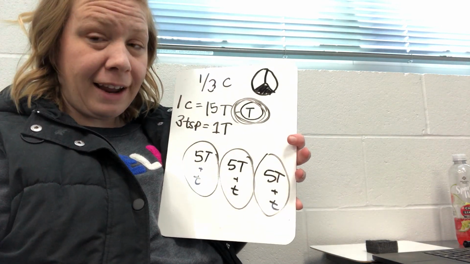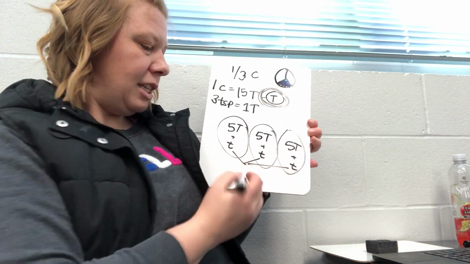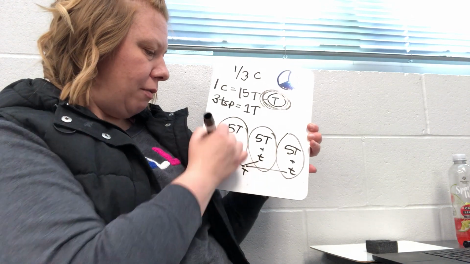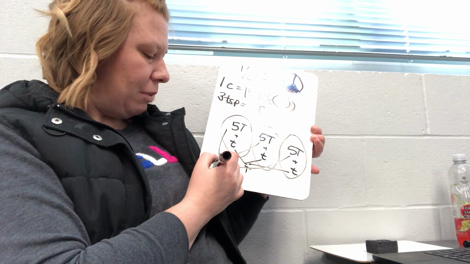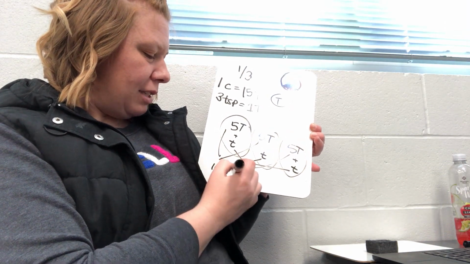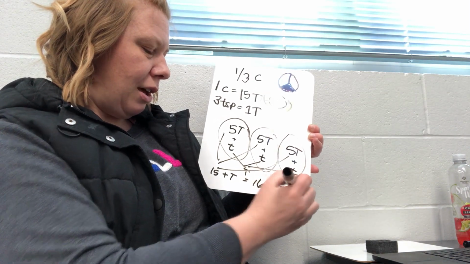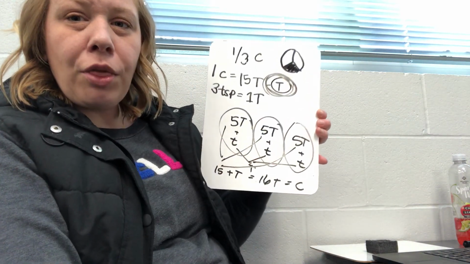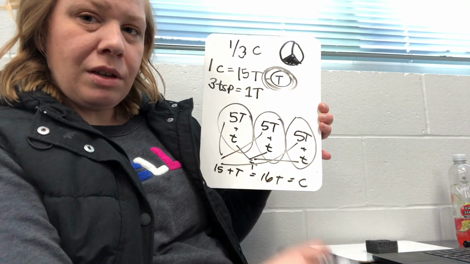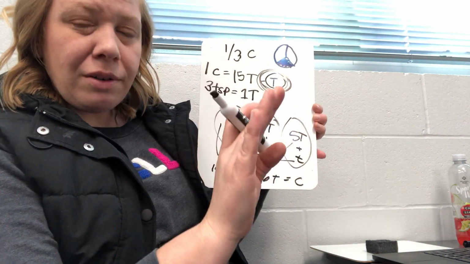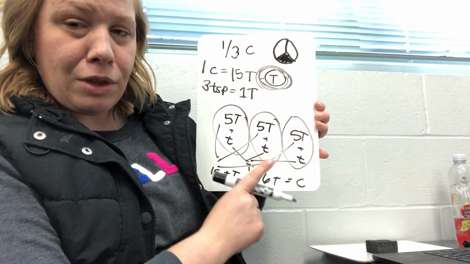Now to double check your answer, just to make sure it's correct: 1, 2, 3 teaspoons equals 1 tablespoon, and 5, 10, 15 tablespoons, plus 1 more tablespoon equals 16 tablespoons, which equals a cup. So a third of a cup is 5 tablespoons and 1 teaspoon. I'll break that down in a minute so you'll know what half of a third of a cup is.